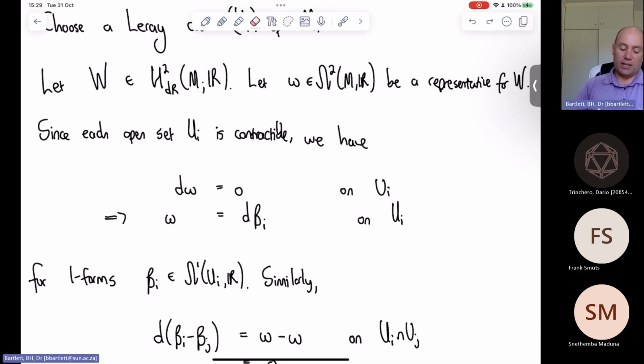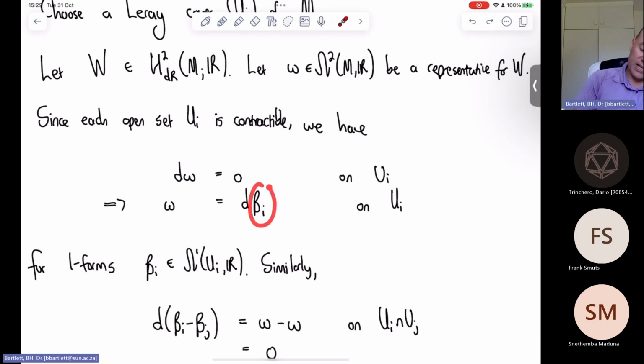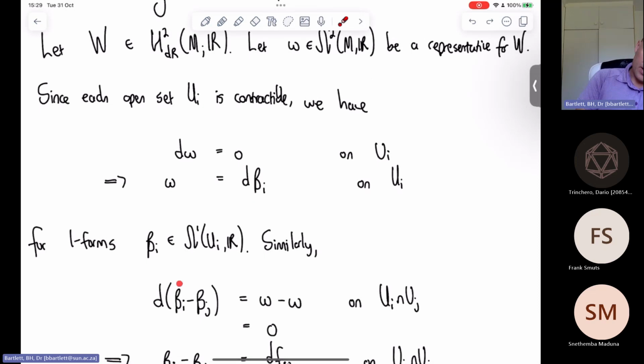So similarly, let's have a look at these beta i's. Well, what happens on intersections? Ui intersected with Uj. Well, then I'm going to have that d beta i minus d beta j is just going to be omega minus omega, which is 0. In other words, beta i minus beta j might not be equal to 0, but its derivative will be equal to 0, because its derivative will be equal to omega minus omega on this intersection.